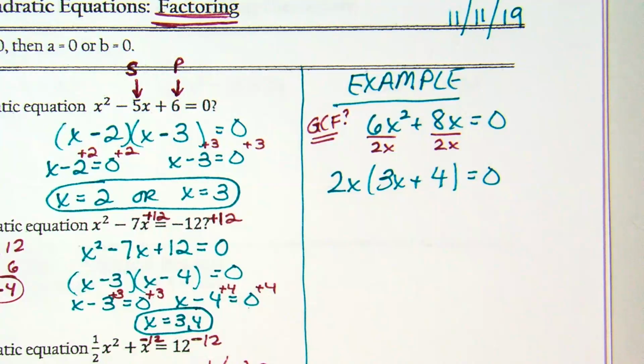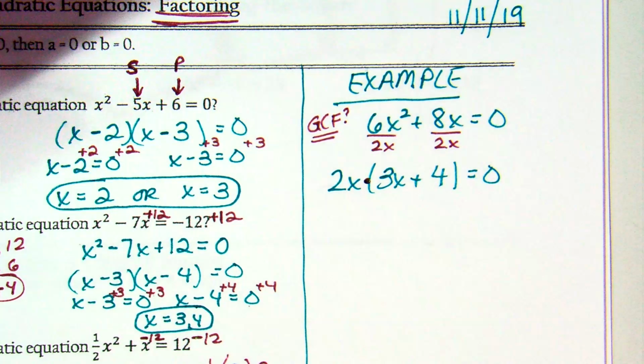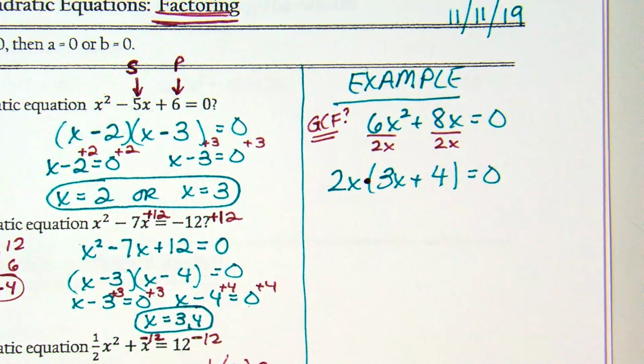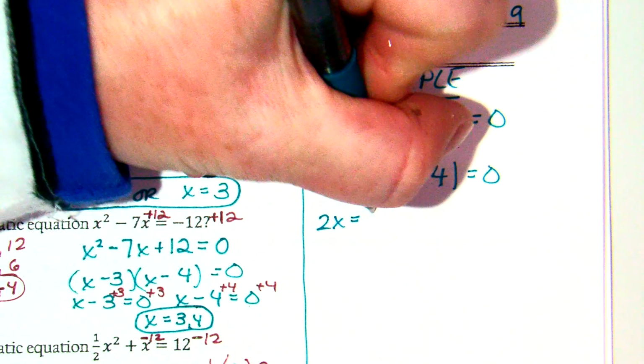Okay, so GCF, that's a factoring technique you need to be aware of. It's factored. What do I do now? What's been my process in all my other problems? Once it's factored, we set each part equal to 0, yes? Do I have two parts here? Yeah. I have 2x times 3x plus 4 equals 0. The 2x isn't in parentheses, but it's still a factor that we can set equal to 0.